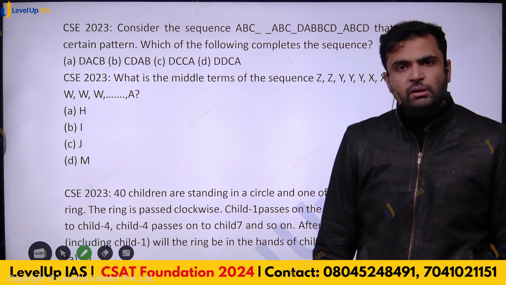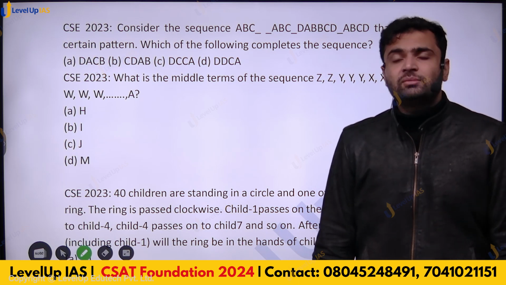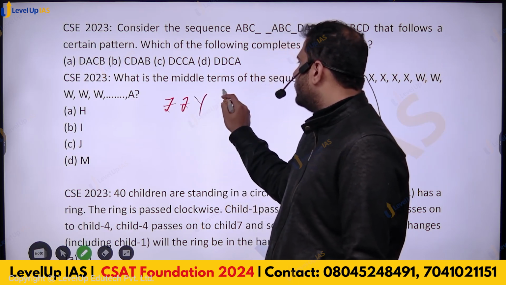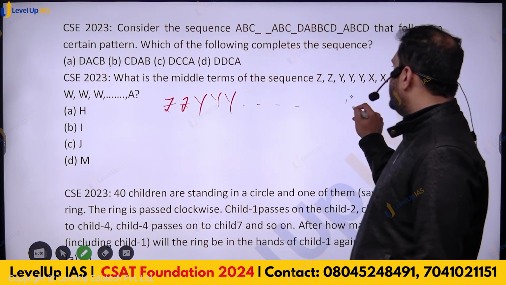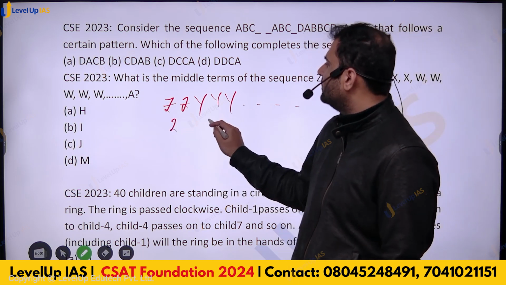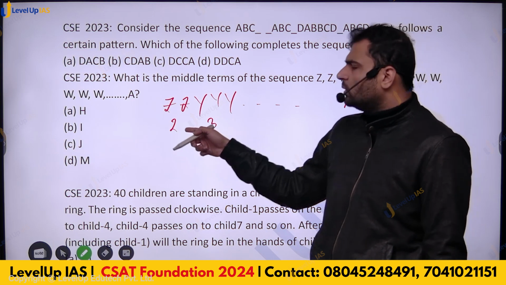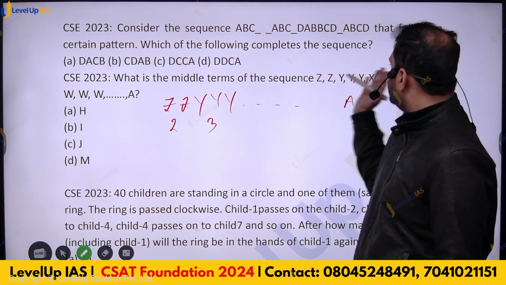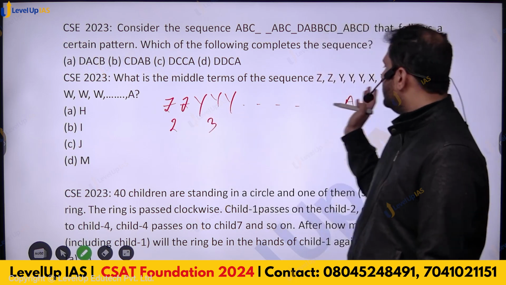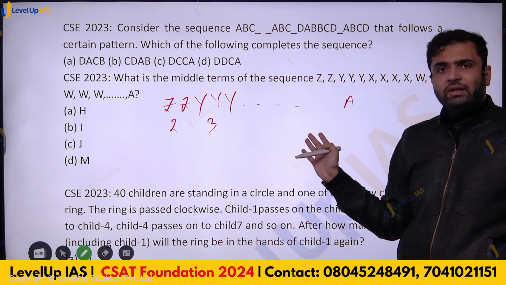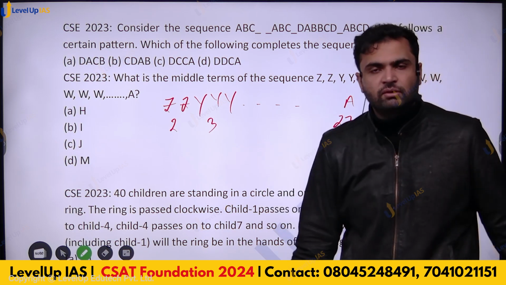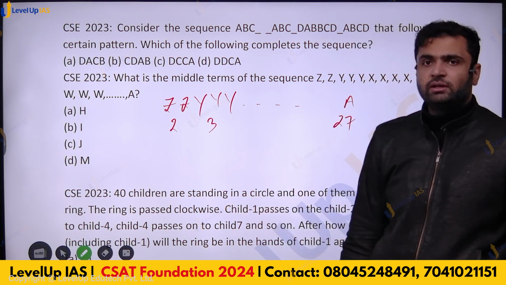To find the middle term, firstly we need to know how many terms there are. So Z will come 2 times, Y will come 3 times, X will come 4 times, and so on. So how many times will A come? A will come 27 times, because there are 26 letters in the alphabet. A will come 27 times at the end.